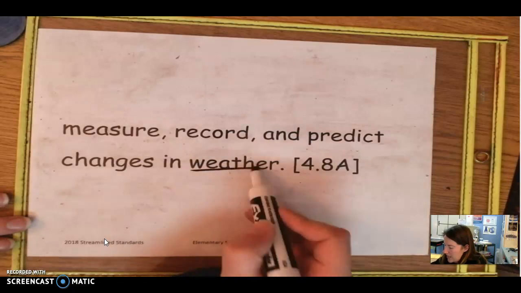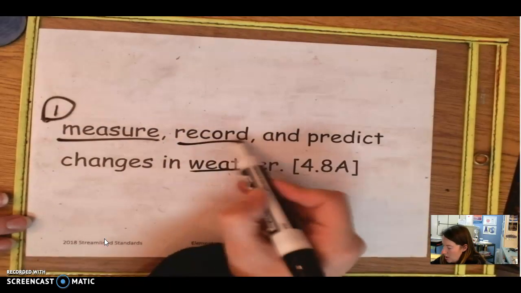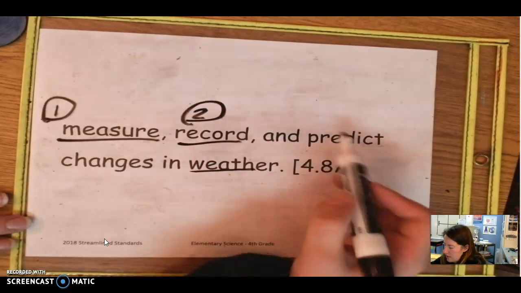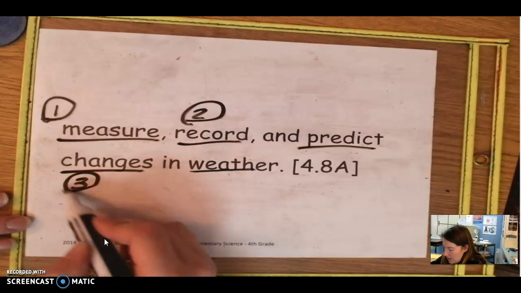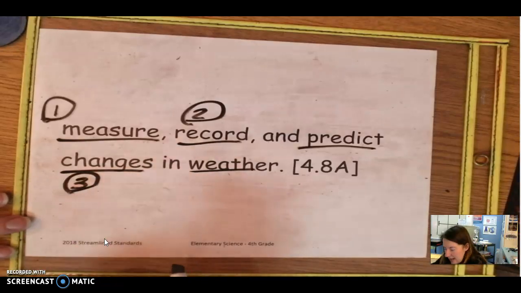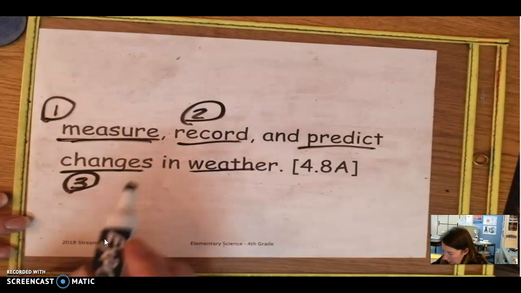So that's like 3 things to do with weather. So we're going to learn how to measure the weather, learn how to record the weather, and we will be predicting changes in the weather. So it's kind of 3 separate sections. This first part today is we're going to look at just measuring weather.